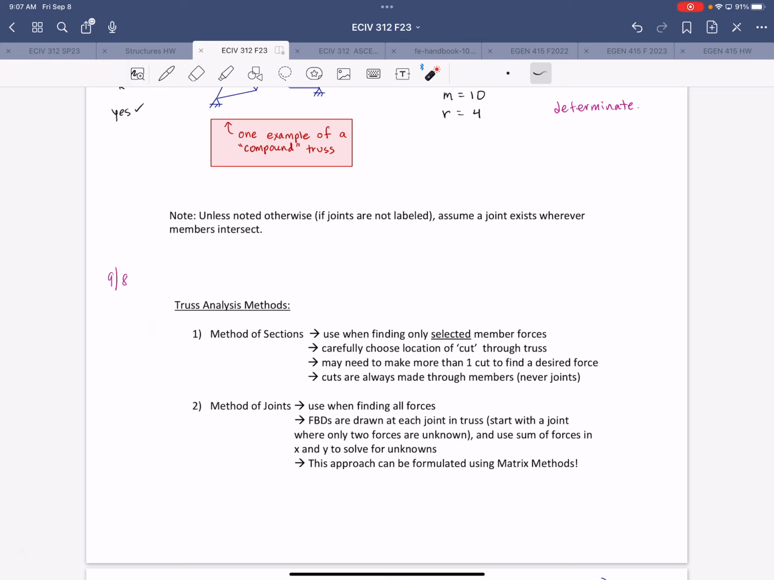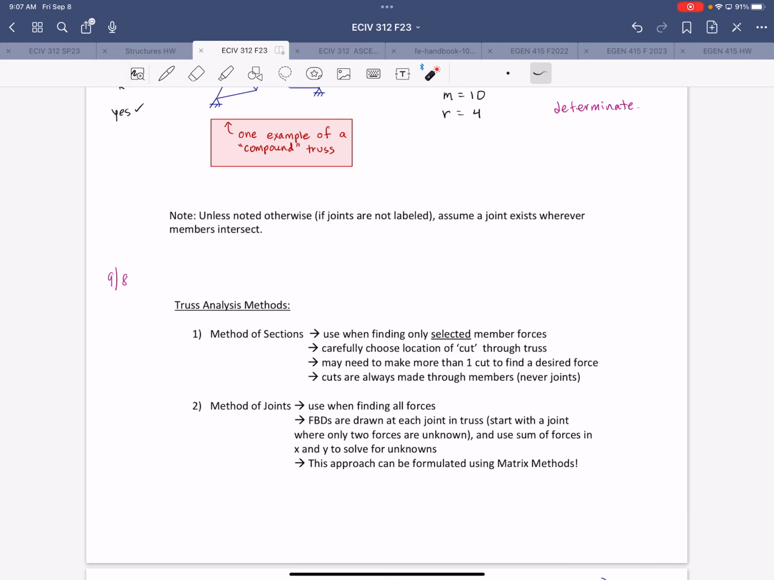First, though, a quick overview of different methods of analysis for trusses. You're already familiar with method of sections and method of joints from statics. So just a quick recap, and we'll go over method of sections later next week as well.